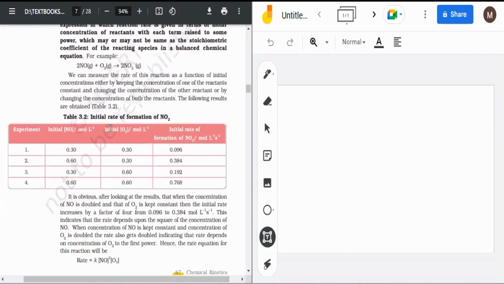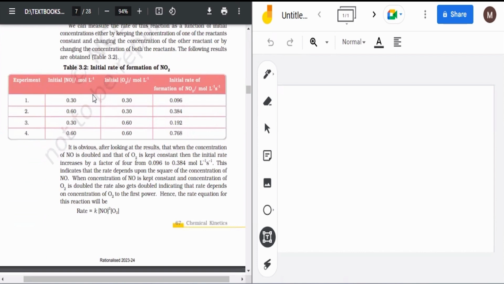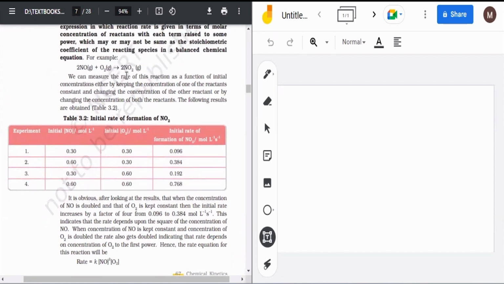तो इस बात को ध्यान रखना. फिर लाइक इसमें अपन लोग देख सकते हैं जैसे कि ये एक रिएक्शन है, NO plus O2 is giving out NO2. तो NO की जो कंसंट्रेशन है पर मोल लीटर वो ये है, और O2 की ये है. अपने को चाहिए रेट ऑफ फॉर्मेशन ऑफ NO2. तो अपने को ये चार्ट दिया हुआ है, अब अपने को पता करना है कि वो NO की कितनी पावर पे डिपेंड करता है और O2 की कितनी पावर पे डिपेंड करता है. तो कैसे करेंगे अपन लोग?